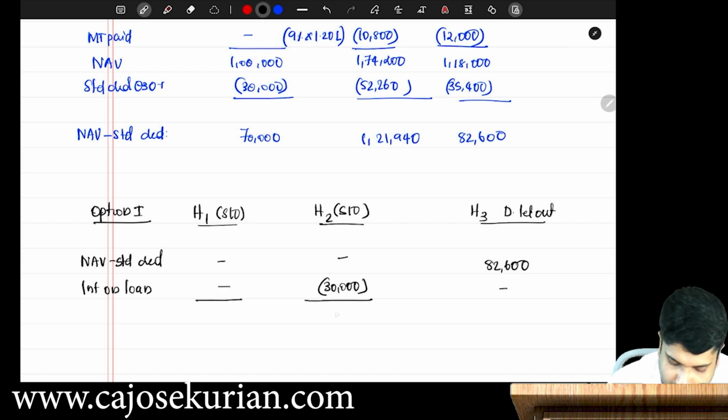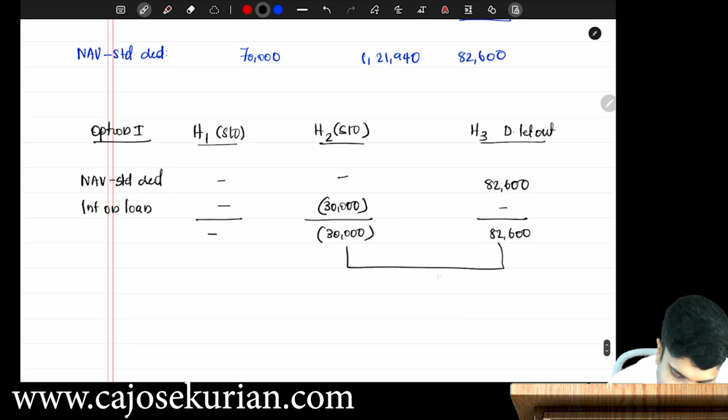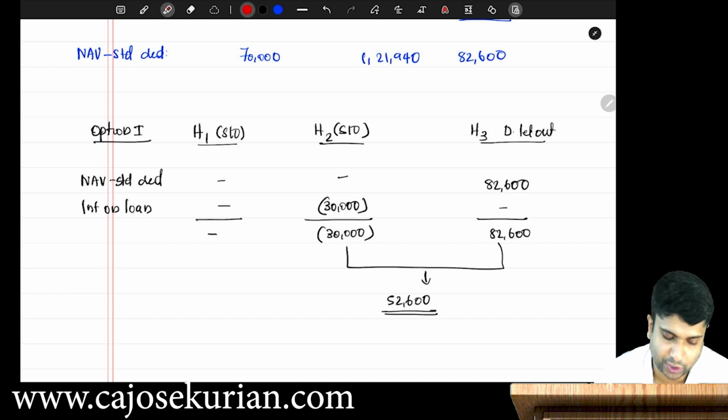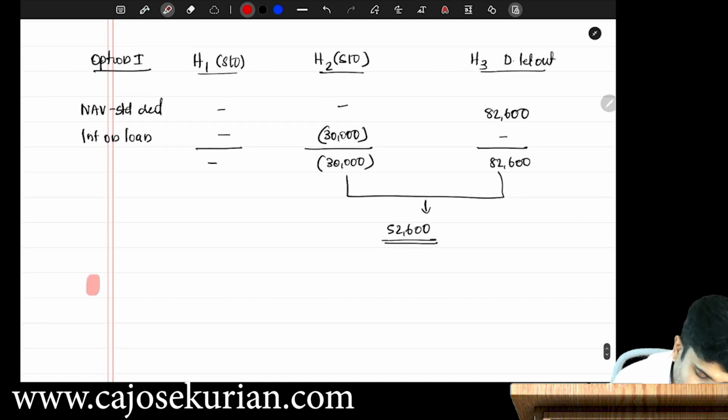So this will be 30,000 loss. It is 82,600 profit, and the first case nothing. So can you net off and tell me how much is the income? 52,600 is the income from property. Are you with me? So if you go for option 1, income from property will be 52,600. Now we will check option 2. What is option 2? We will take another option, that is house property 1 and house property 3 self-occupied.